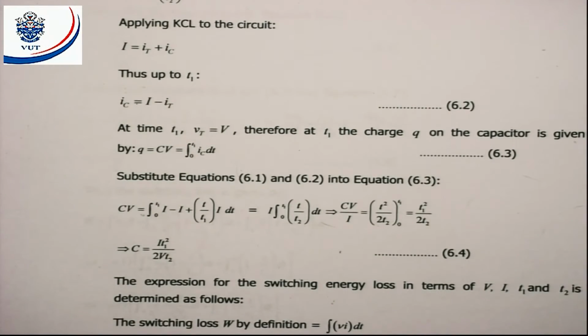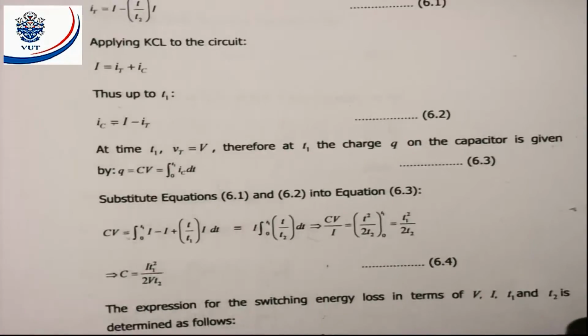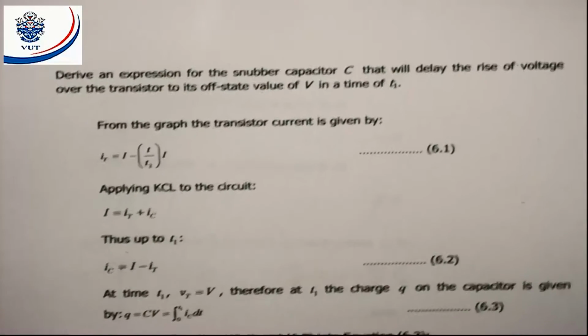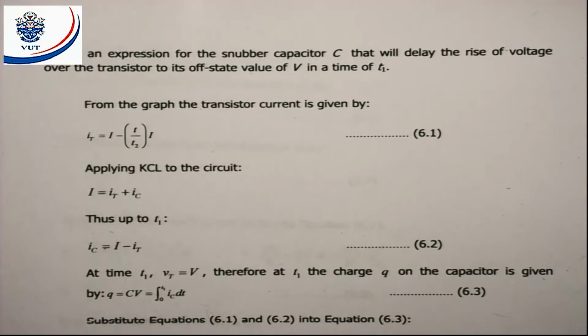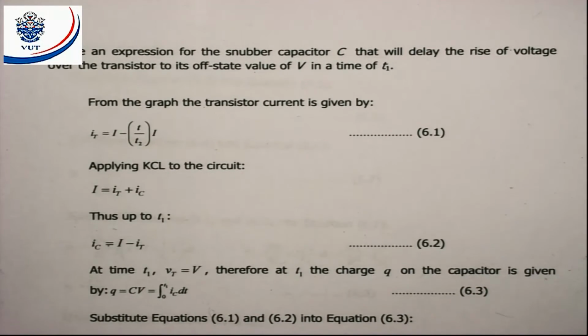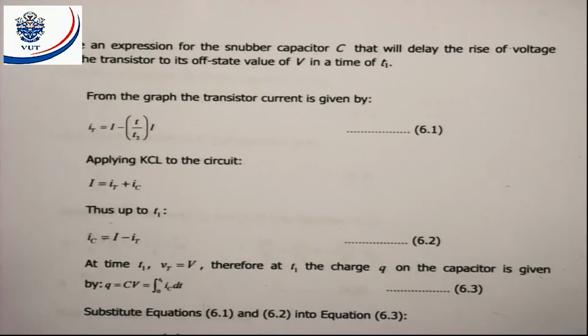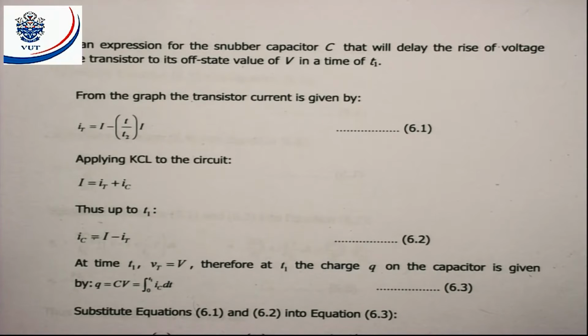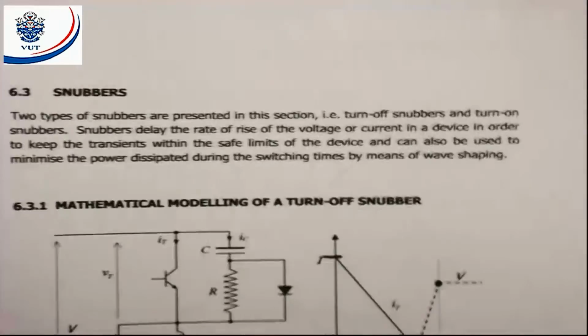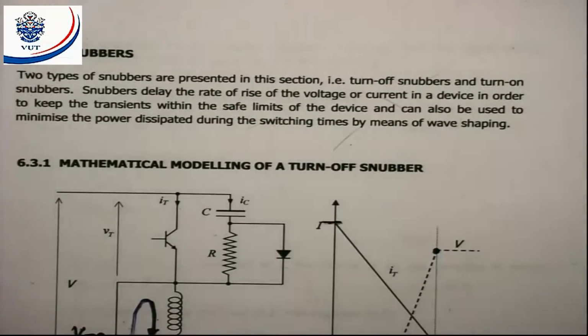Now we must derive an expression for the snubber capacitor so that we can do the design calculations for this capacitor that will delay the rise of voltage over the transistor to its off-state value of V in a time of T1.